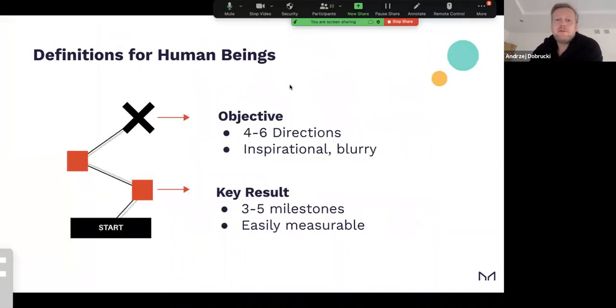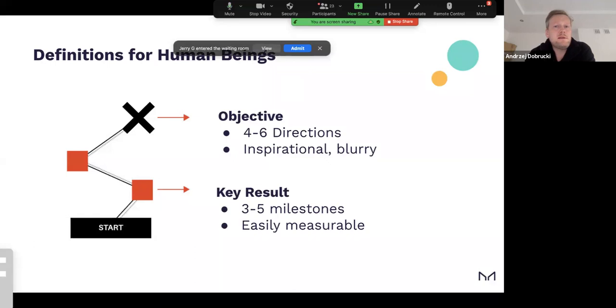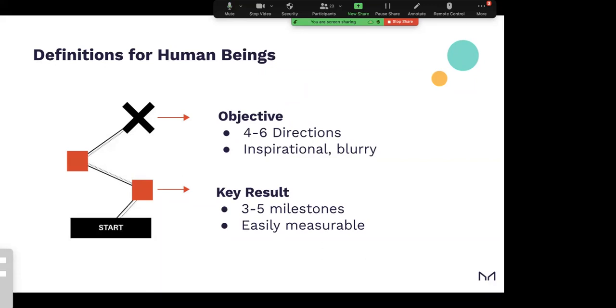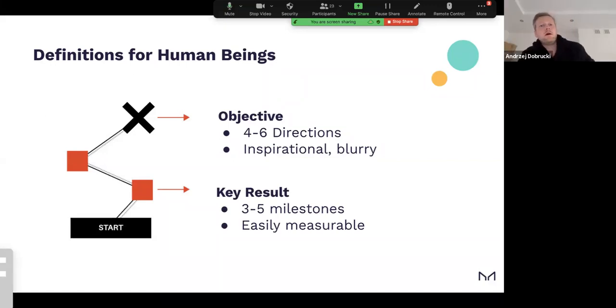Okay, so starting with definitions, objectives and key results. The objective is the end goal, something we want to achieve. I think the best parallel for what an objective is a direction, rather than a very clear moment in time or a very clear milestone in the timeline. It's an inspirational and blurry direction that shows where we're going. And the key results are the milestones we want to reach that we're going to use to see if we're actually moving in the right direction.